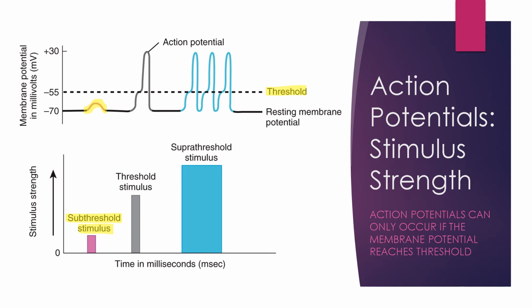However, an action potential will occur in response to a threshold stimulus. So this is a stimulus that is just strong enough to depolarize the membrane all the way to threshold. Now, in response to a suprathreshold stimulus, we're going to get several action potentials. So we can see all these action potentials that come. So a suprathreshold stimulus is a stimulus that's strong enough to depolarize the membrane well above the threshold.